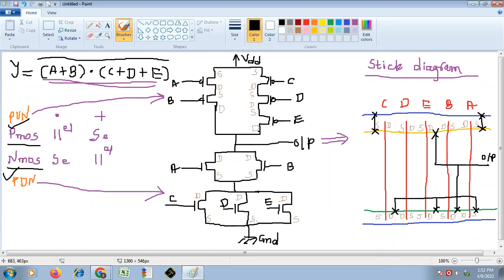Now what remains? So we have to connect now the source of C, source of D, and source of E to the ground. So where is source of C? Here it is source of C. Connect this to the ground. Okay, we have connected. Now what remains? Source of D and E also we have to connect to the ground. Where is the source of D and E? Here. So this terminal also we have to connect to the ground, right? And this is your full and final stick diagram. This is your full and final stick diagram representation.